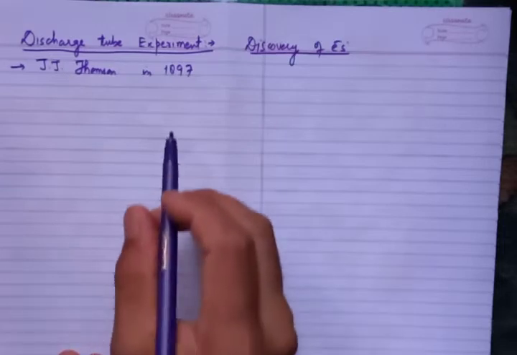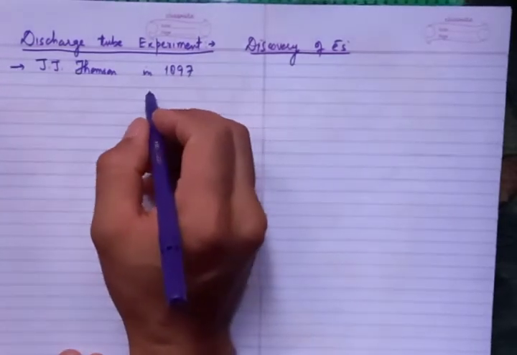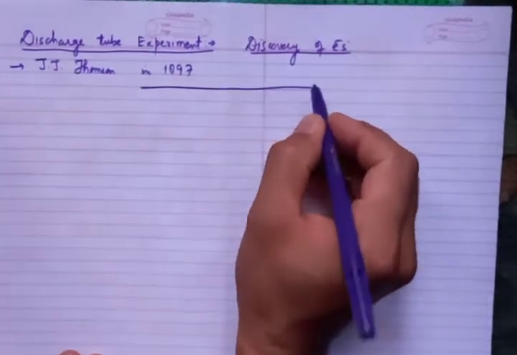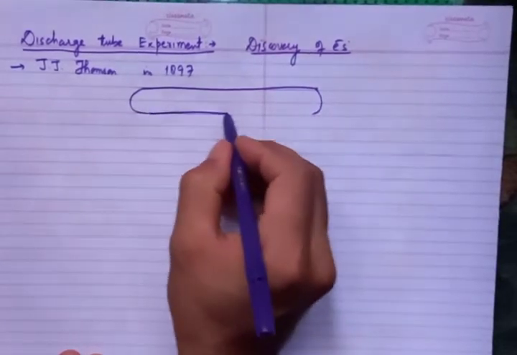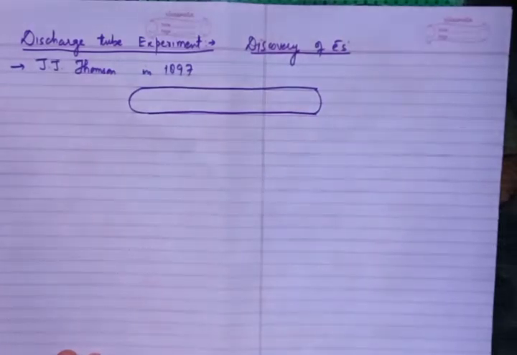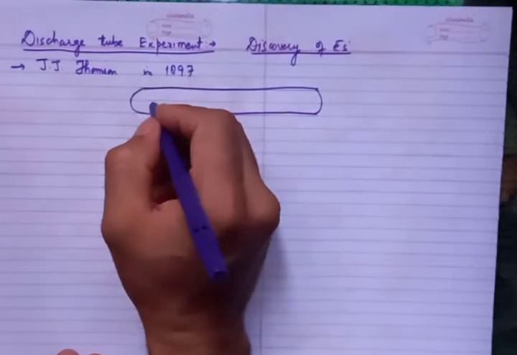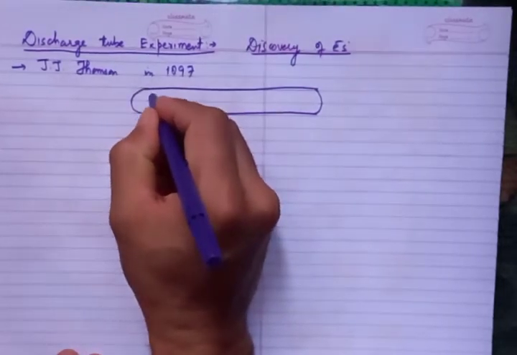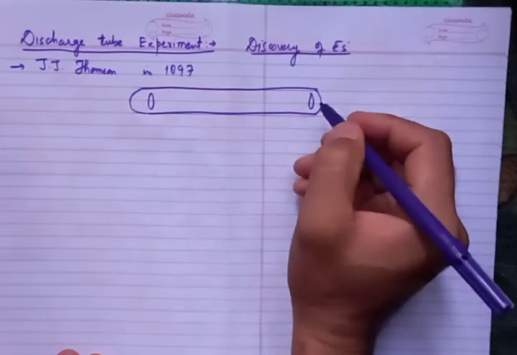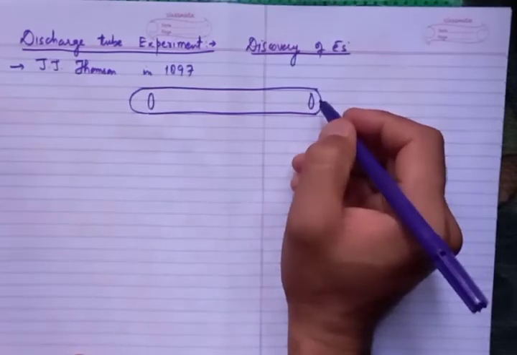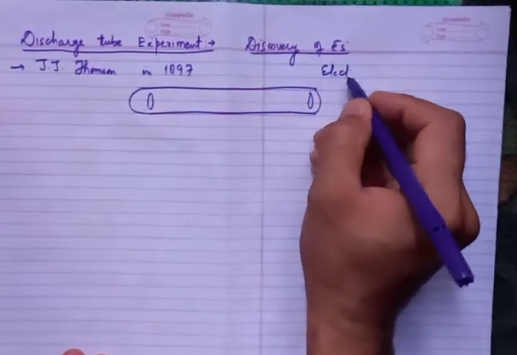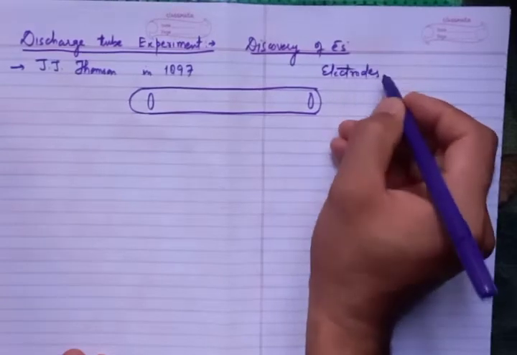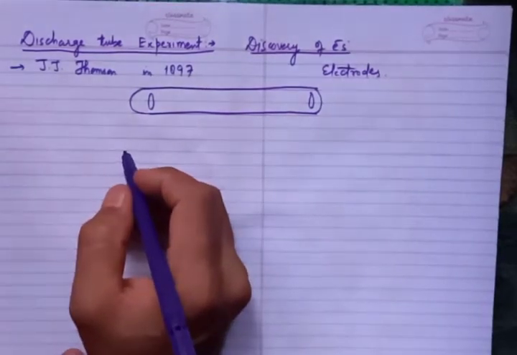So what is a discharge tube? A discharge tube is a long tube made up of glass which is closed at both ends. Two circular metal plates are sealed at the two ends of the tube. These plates are called electrodes, which are connected to a source of high voltage.